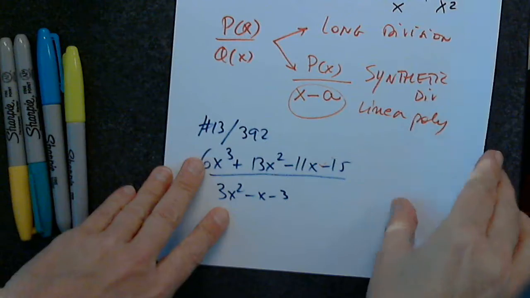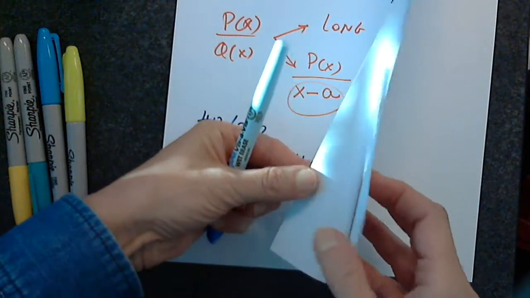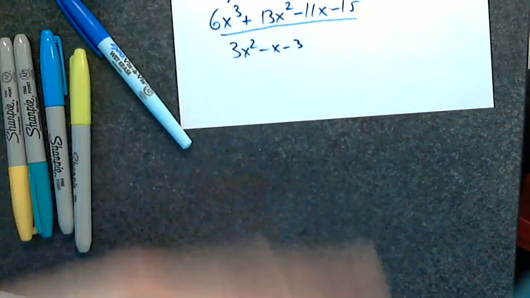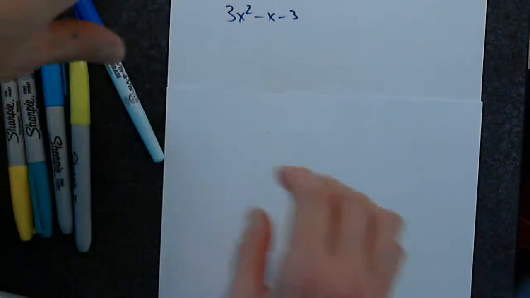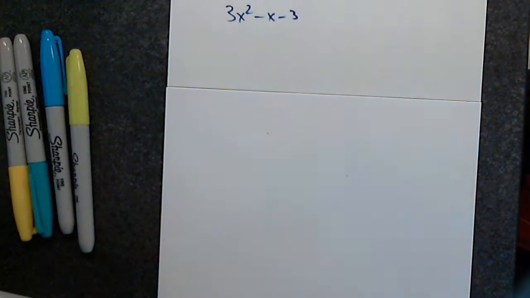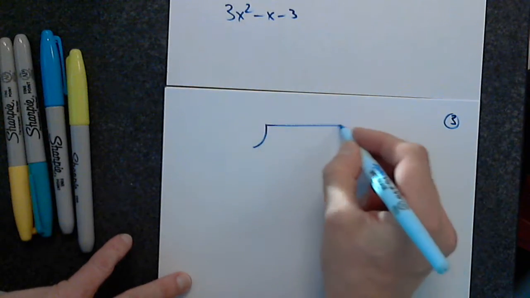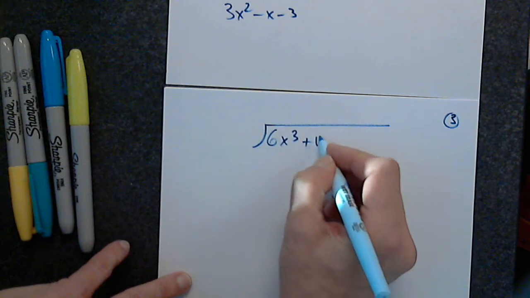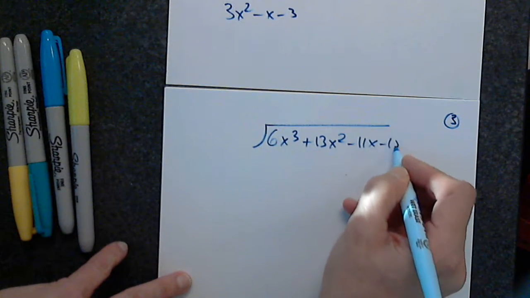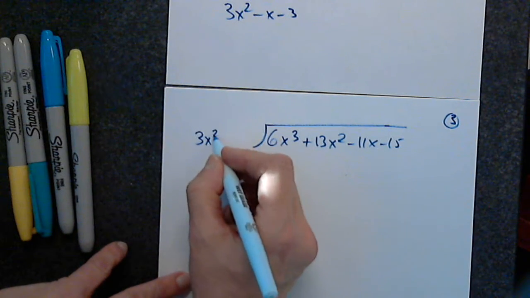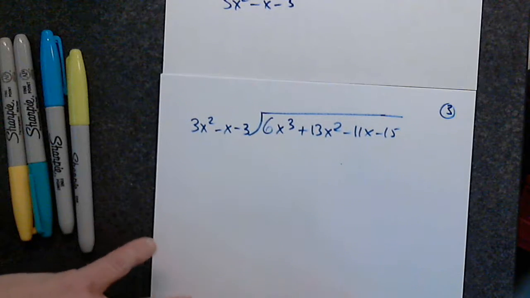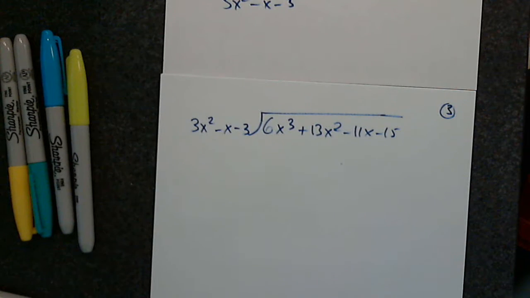Better? So now let's start the algorithm. It's exactly like a long division, a numerical division, the same procedure. 6x cubed plus 13x squared minus 11x minus 15, and we are dividing by 3x squared minus x minus 3. This is about to be childish. So then we know it and we can move on. Do I still have to show it? Yeah, absolutely. Good.